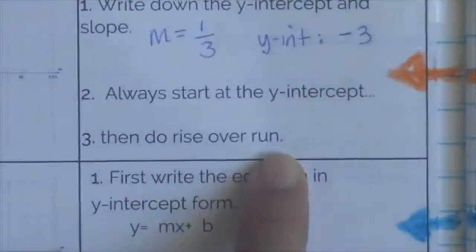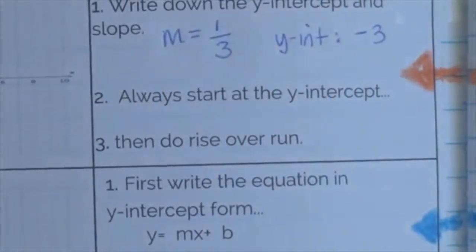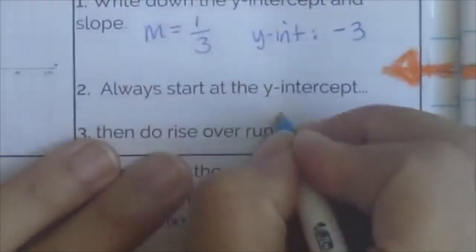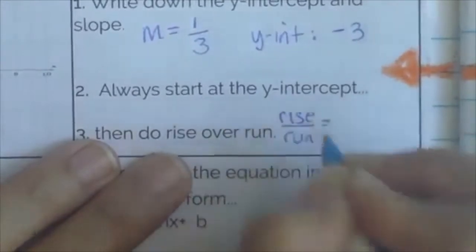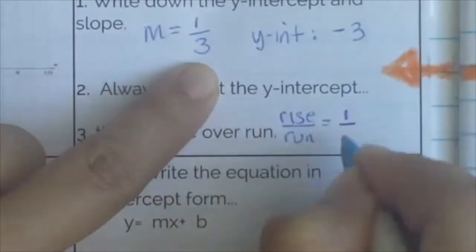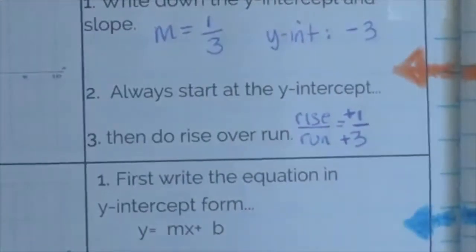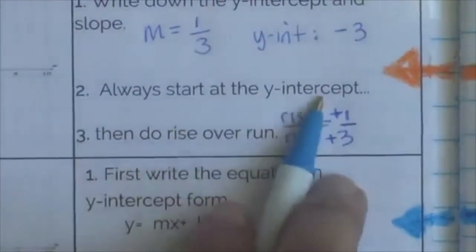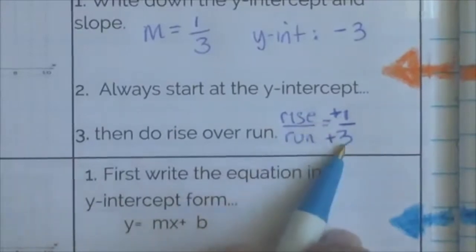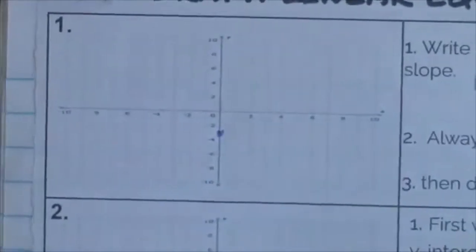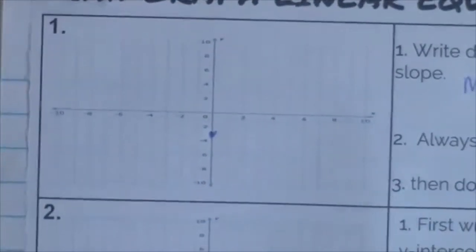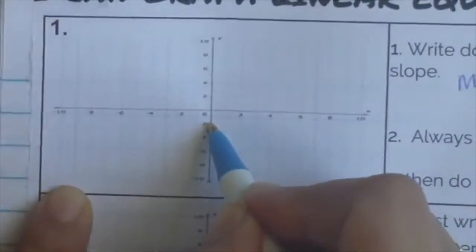Alright, then do rise over run. So go ahead and write rise over run. And then we're going to write our slope out so that you can see what we're rising and running. So rise over run and our slope, which is 1 over 3. So we're going to rise +1 and then we're going to run +3. We're going to start at the y-intercept, which is -3, and we're going to go up 1 and right 3. So all you're going to do is start at the point -3, go up 1 and right 3.